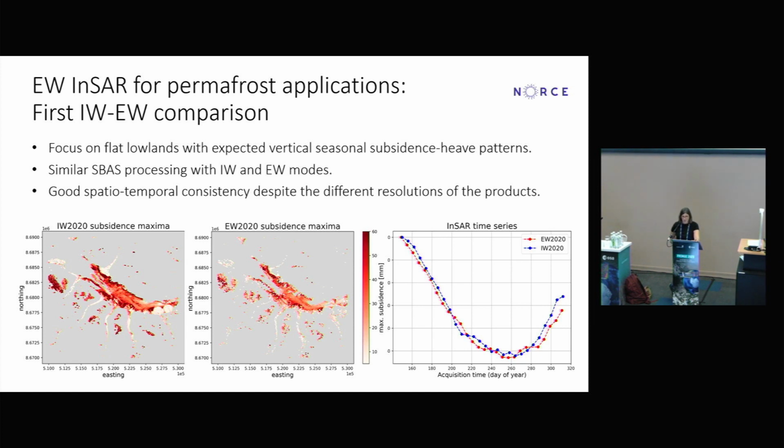Here we focused on a flat lowland area, so the main area you see on the maps is a valley bottom, where you expect vertical seasonal subsidence and heave patterns. The dark red zones are where it's subsiding more because it's ice-rich in the ground. We processed IV and EV separately with the same SBAS processing chain, and you can see that there is a good general consistency in terms of spatial pattern, but not only spatial. If you look at time series, you can also see this seasonal cyclic effect, subsiding during the summertime and heaving when the ground is refreezing.